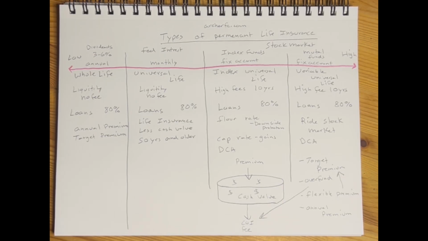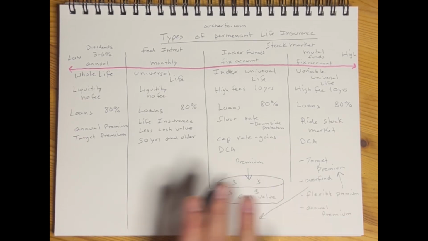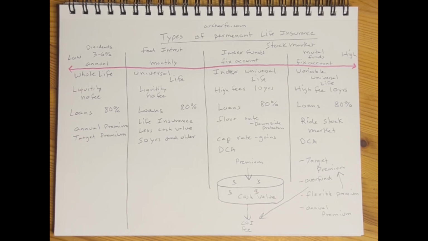I want to break down each one of these products individually in separate videos, but there's a lot of information here and this looks very busy and very complex, but if you're looking to shop for life insurance, especially permanent life insurance, what level of risk are you willing to take to make money in your cash value, and what are you comfortable with?